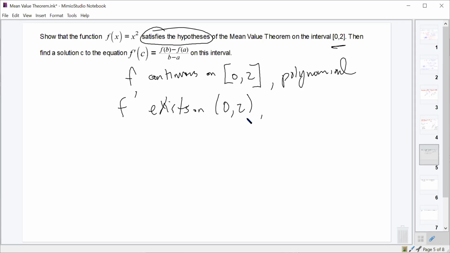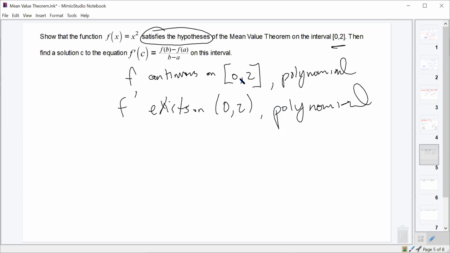Should say yes, it does. And the reason why is because it is a polynomial. All right, so we have now satisfied the hypotheses of the mean value theorem, which means we can actually go and try and apply the mean value theorem.